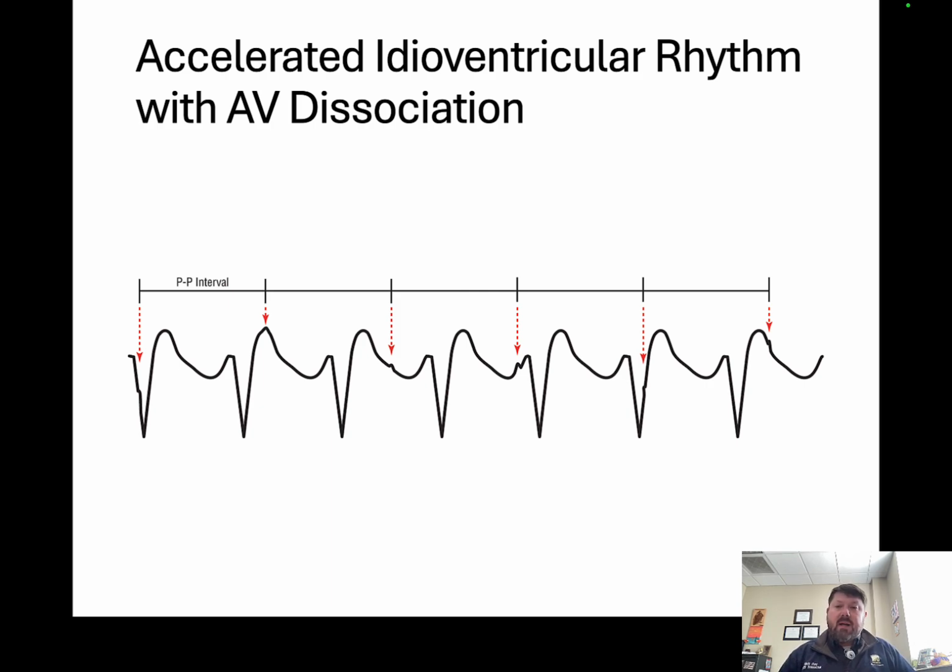Faster rates in accelerated idioventricular rhythms can lead to more variability in the fusion complexes with the dissociated P waves. Usually when it's a little slower, the P waves are going to be fused in.